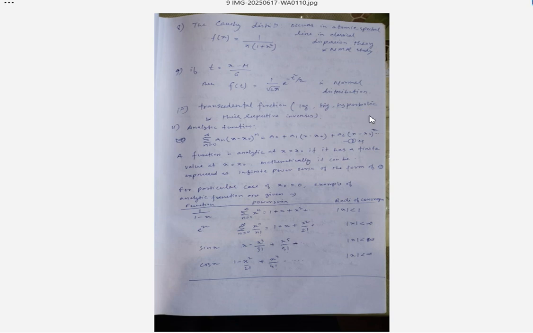Now for the particular case of x_0 equal to 0, an example of an analytic function is 1/(1 - x). Then we can use the power series formula and write it as the summation from n = 0 to infinity of x^n, which is equal to 1 + x + x^2 and so on, going up to infinitely many terms. Similarly, this is an example for e^x, then this is sin x, this is cos x. You can see it in here.